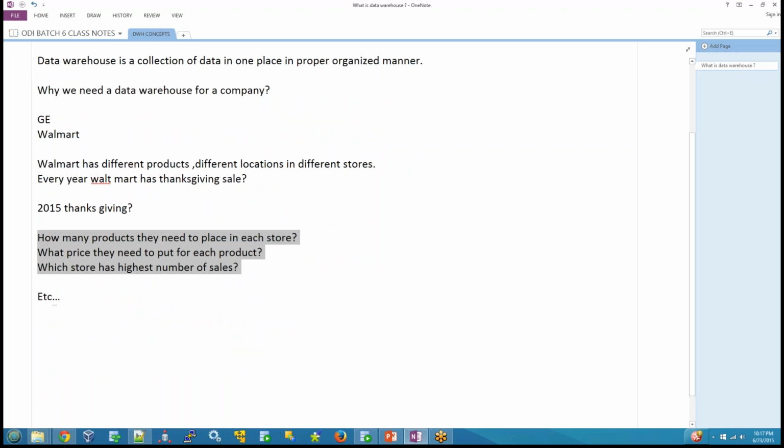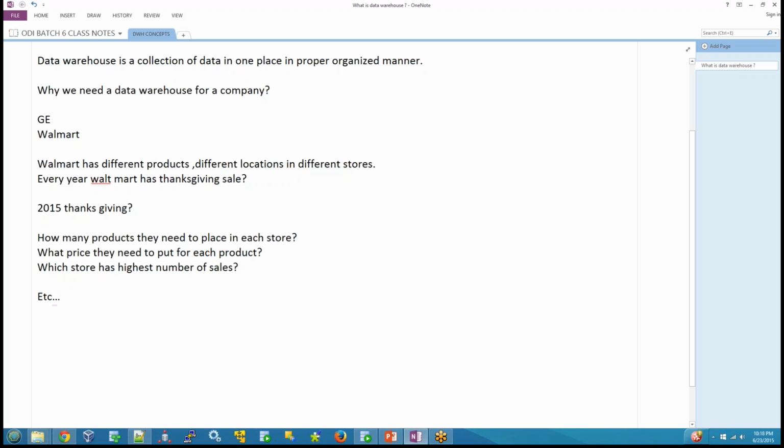Any other idea? Enterprise architects will take a decision. Okay, let's talk about the business point of view. Don't talk about the technical point of view. Okay, so who is going to take it?